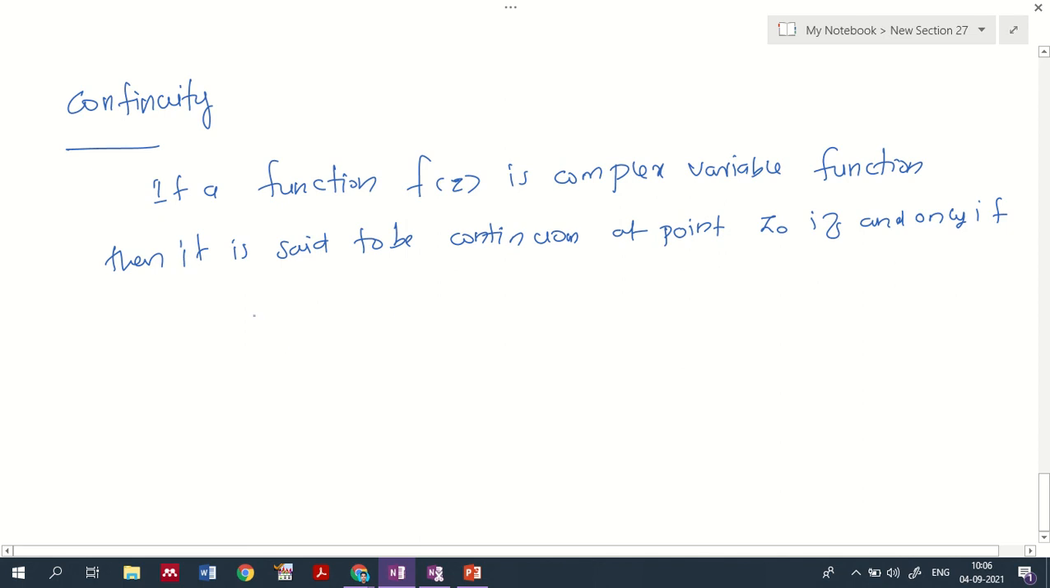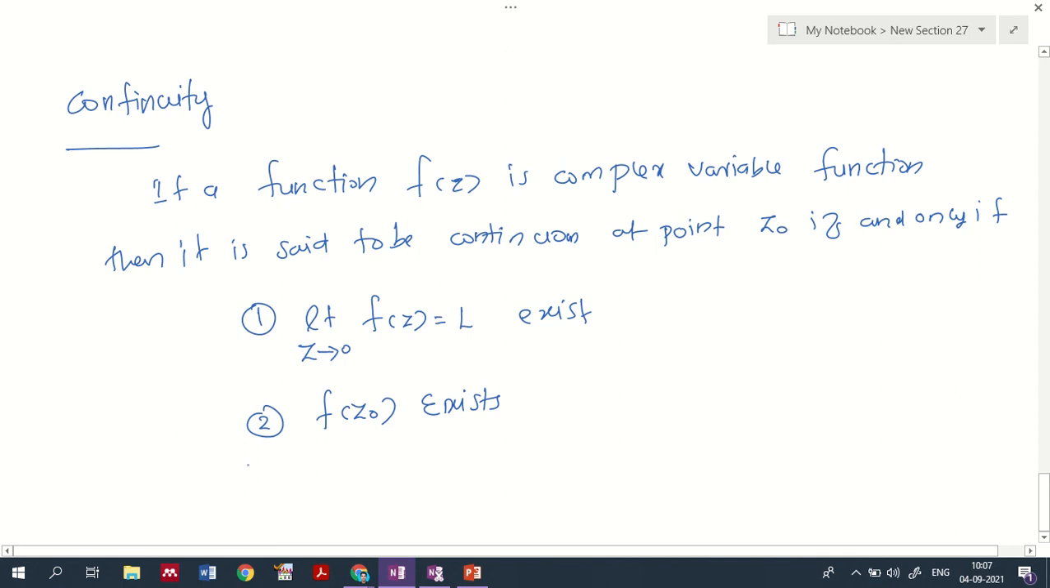There are different conditions corresponding to that. The first one is limit z tends to z0, f of z should be equal to L. So that means the limit should exist, right? And the second case is that f of z0 should also exist, then you can say that it is continuous.